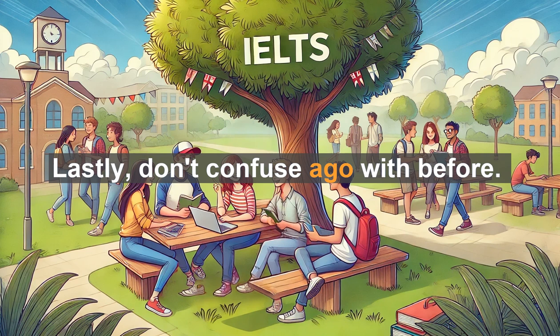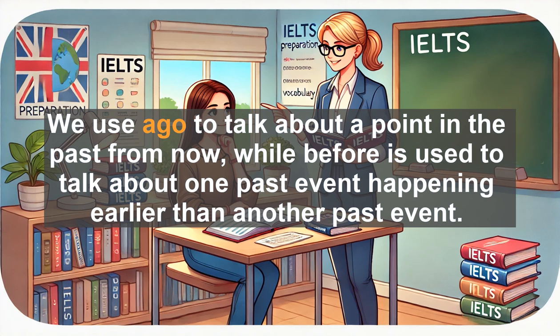Lastly, don't confuse "ago" with "before." We use "ago" to talk about a point in the past from now, while "before" is used to talk about one past event happening earlier than another past event.